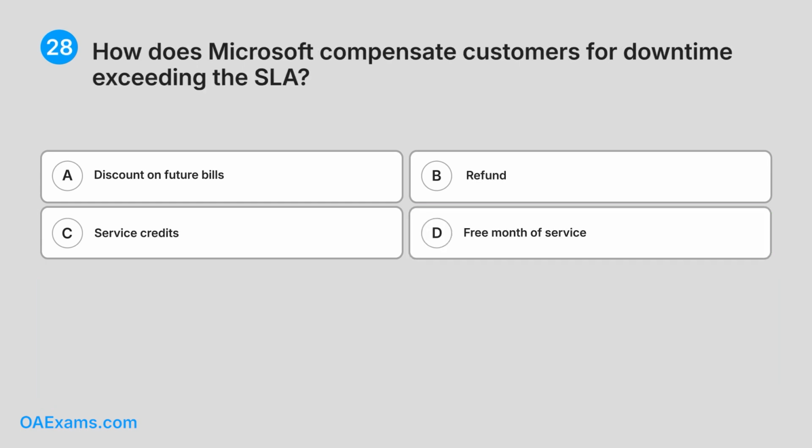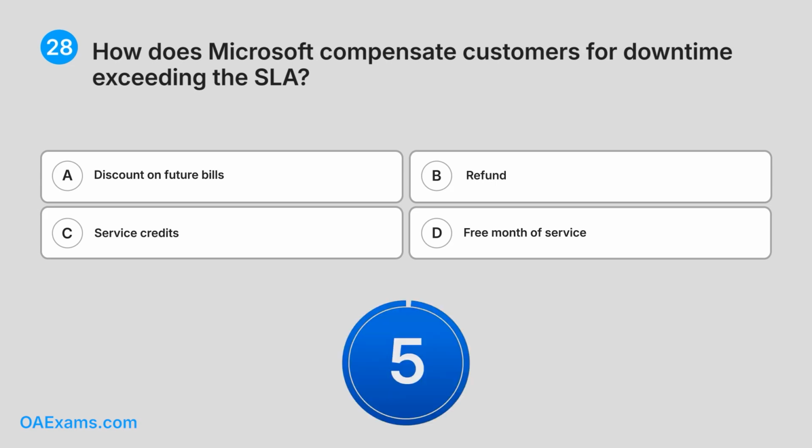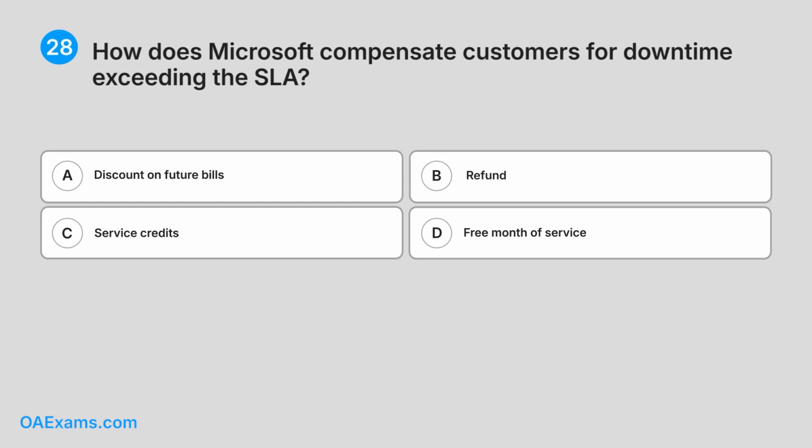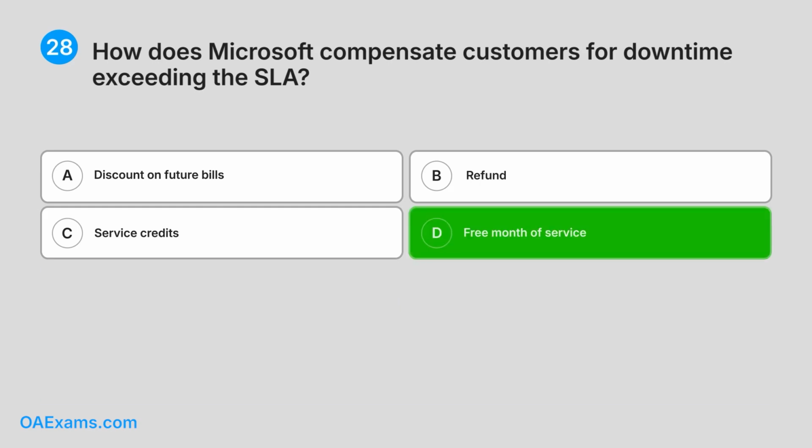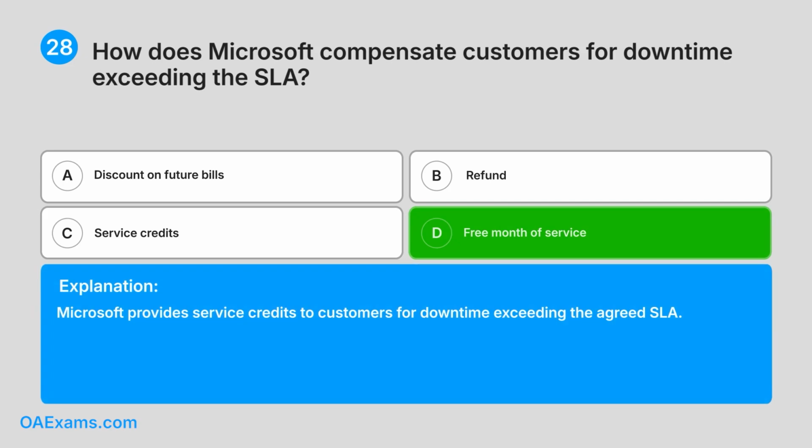28. How does Microsoft compensate customers for downtime exceeding the SLA? A. Discount on future bills. B. Refund. C. Service credits. D. Free month of service. What do you think is the answer? Correct answer. C. Explanation. Microsoft provides service credits to customers for downtime exceeding the agreed SLA.